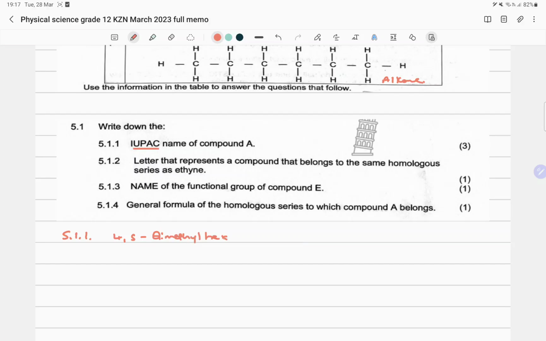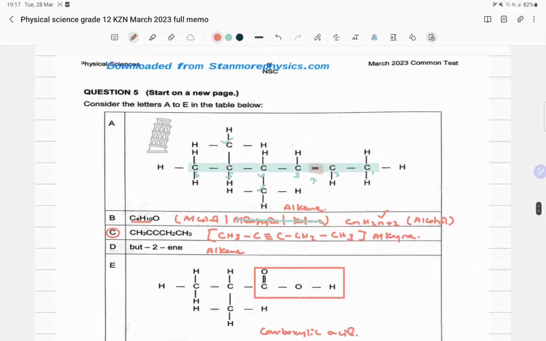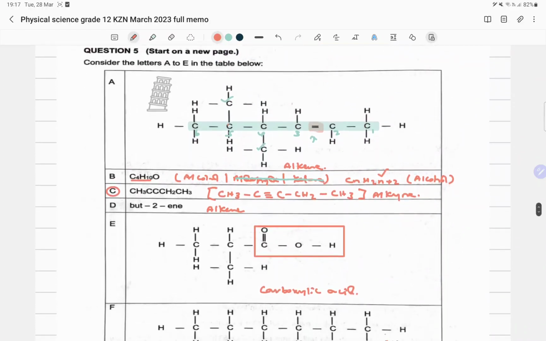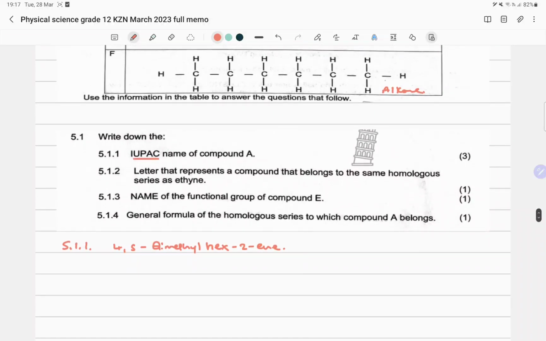Dimethyl hex 2-ene. Maybe that word didn't just come out right. Dimethyl hex 2-ene. Okay, great. That's the name of the friend. Wonderful. So we're getting 3 marks: of course, the substituents correctly numbered and correctly named, the parent chain correctly named, and the position of the double bond correctly identified. So those are the 3 marks.